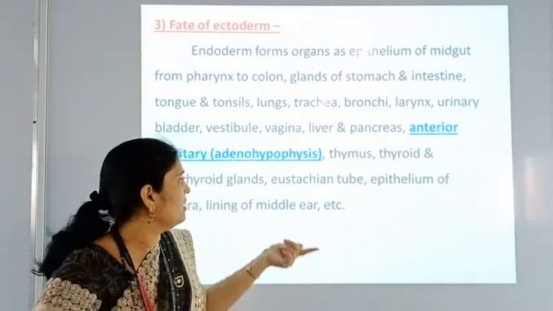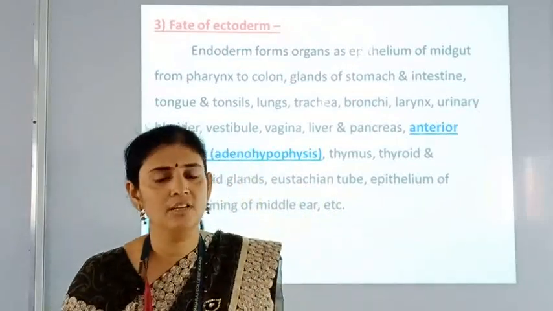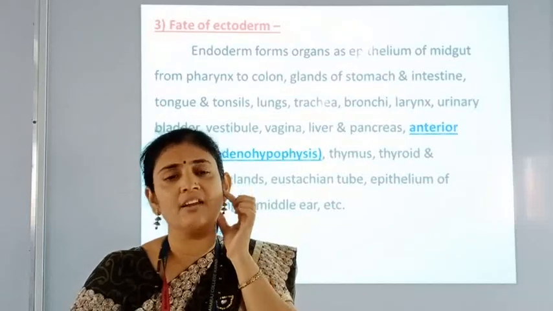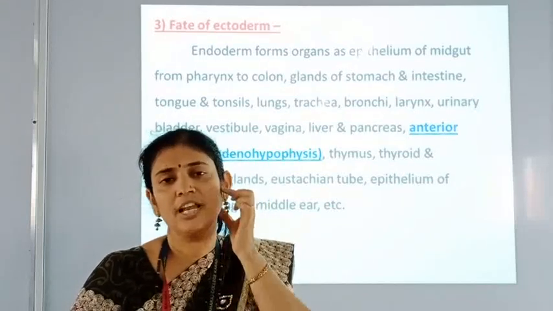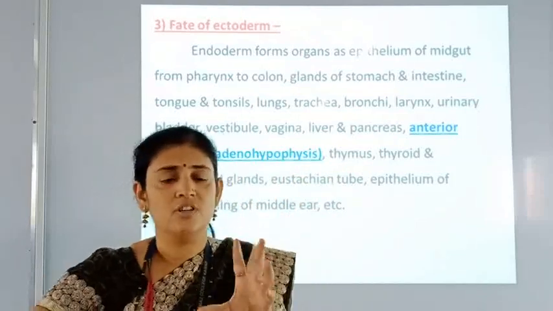And then Eustachian tube, this Eustachian tube starts from our middle ear and comes up to the pharynx region. That structure we have studied in the details of the structure of ear.